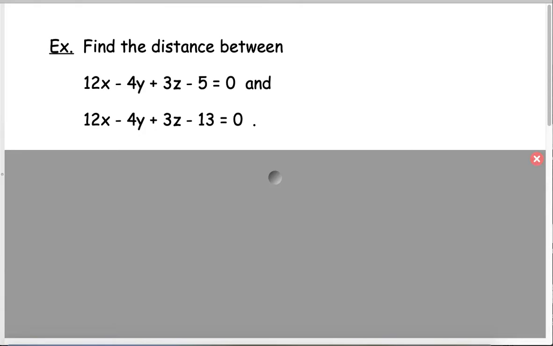So we need to make sure that these planes are parallel, and sure enough, they have the same normal vector, so we know that these two planes are parallel. So therefore, we want to find the distance between them. Once again, my fantastic artistic ability comes into play. All right, so we want to find the distance between these two planes.